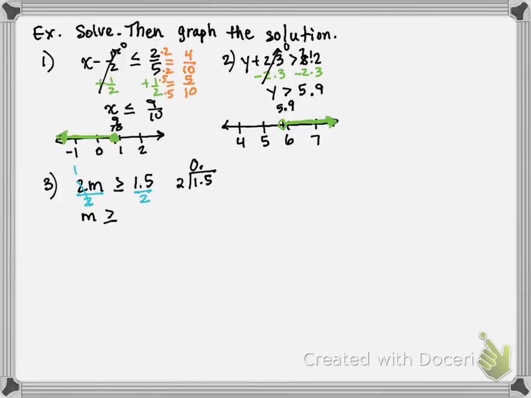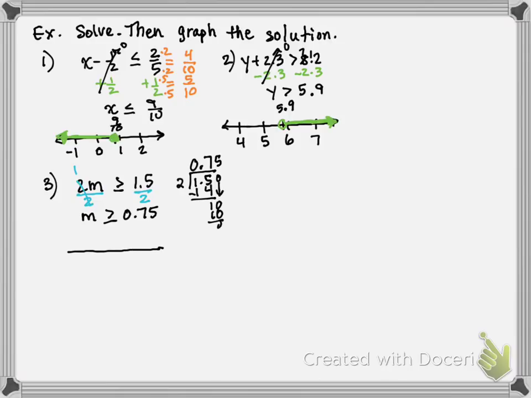2 goes into 1 0 times. 2 goes into 15 7 times, which is 14, with 1 left over. Add a 0, bring it down. 2 goes into 10 5 times evenly. So I get m is greater than or equal to 75 hundredths.